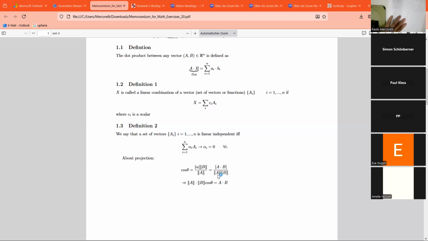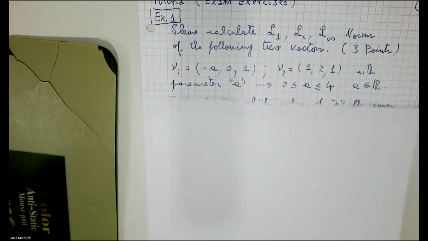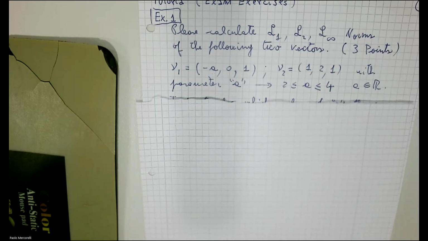Look at this. So please calculate the L1, L2, L infinity norms of the following two vectors, V1 and V2, so defined, in which A is between 2 and 4. A is the parameter belonging to R. Memorandum.